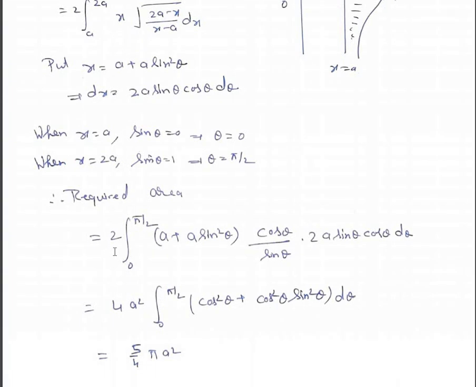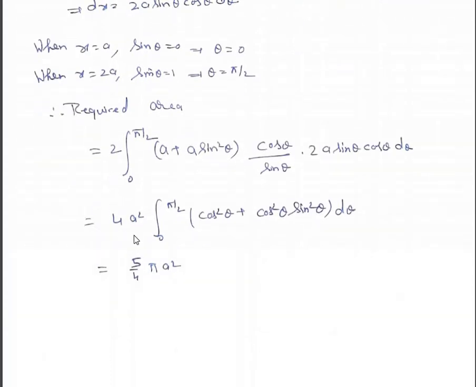So therefore required area is 2 times integral from 0 to pi by 2. x is a plus a sine square theta, and this is cos theta upon sine theta, and dx is 2a sine theta cos theta d theta, which is equal to 4a square integral from 0 to pi by 2 of cos square theta plus cos square theta sine square theta d theta. So integrate it and put the limits. The answer will come out to be 5 upon 4 pi a square.